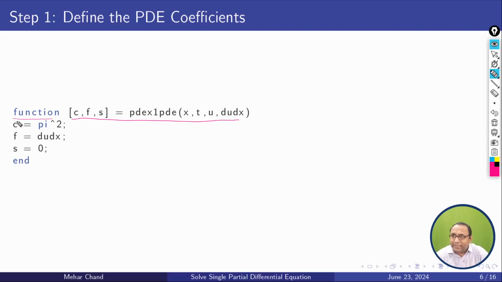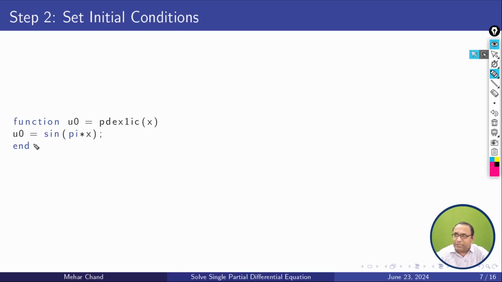Okay, and these are the corresponding values of the output functions. Our output arguments are c equal to pi squared, f equal to du/dx, and s equal to 0. After that we need to enter the function. Then we need to set the initial condition.